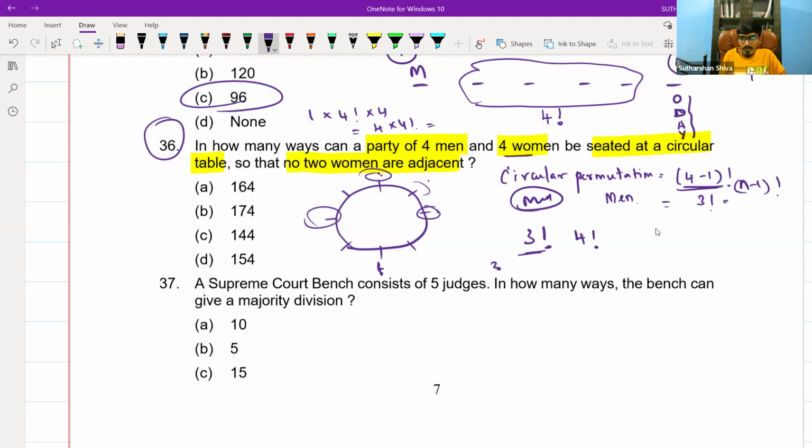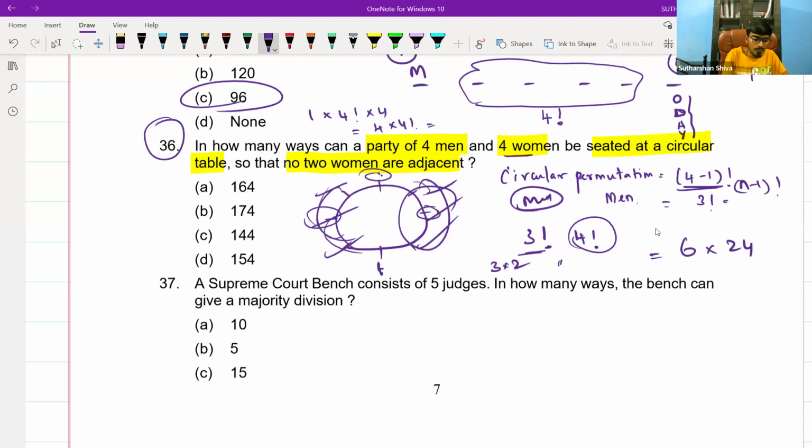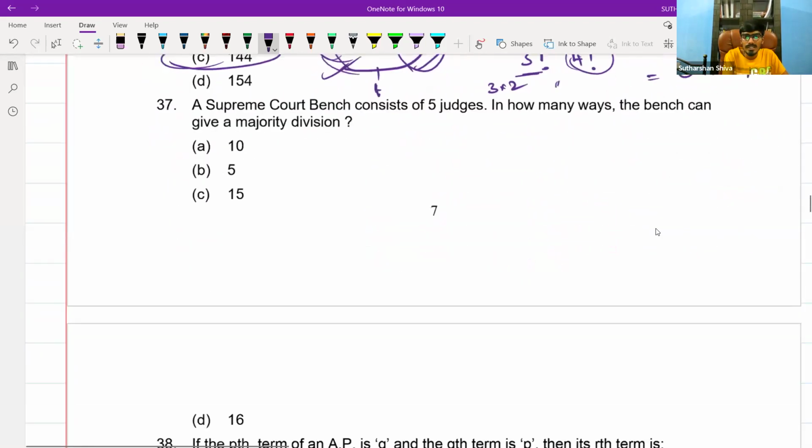So 3 factorial is nothing but what? 3 into 2, 6. In any combination, they can arrange in first place, second place, third place, fourth place, fifth place, sixth place. Then 4 persons, they can arrange themselves in 4 factorial. So it is nothing but 3 factorial into 4 factorial. 3 factorial is 6. 4 factorial is 24. So 24 into 6, it will become 144. Option C is your answer.